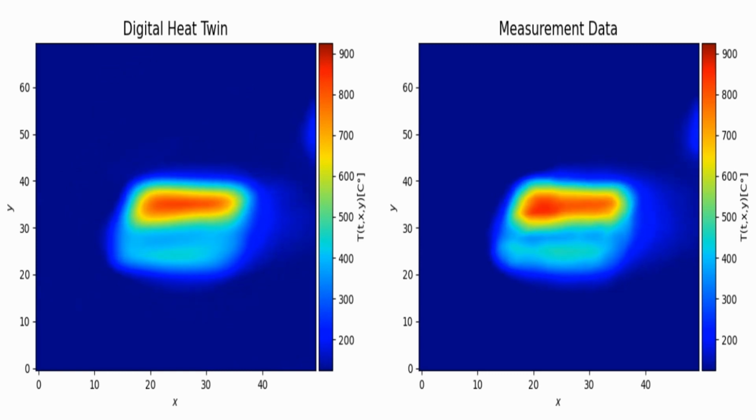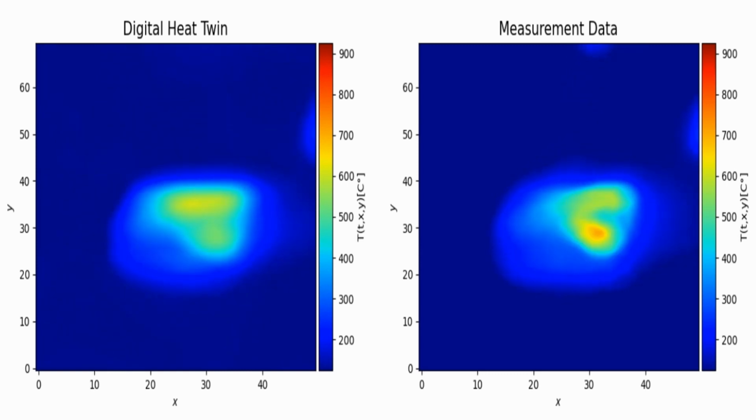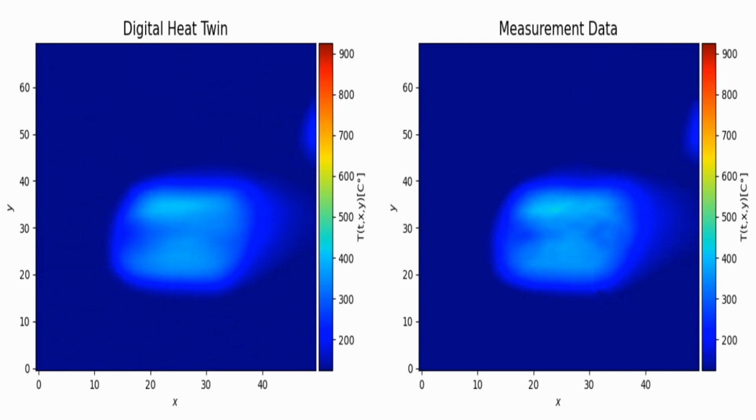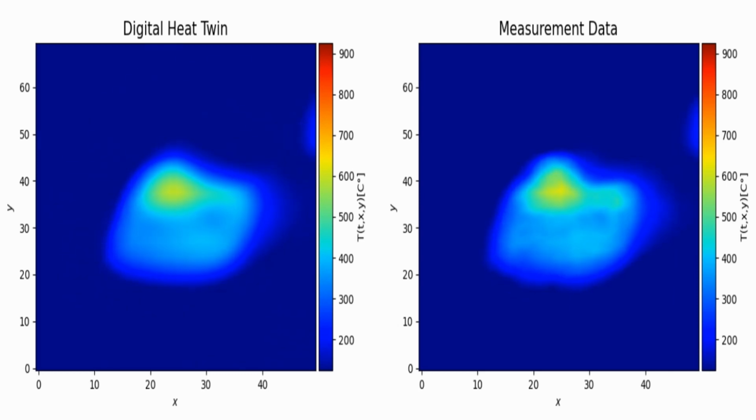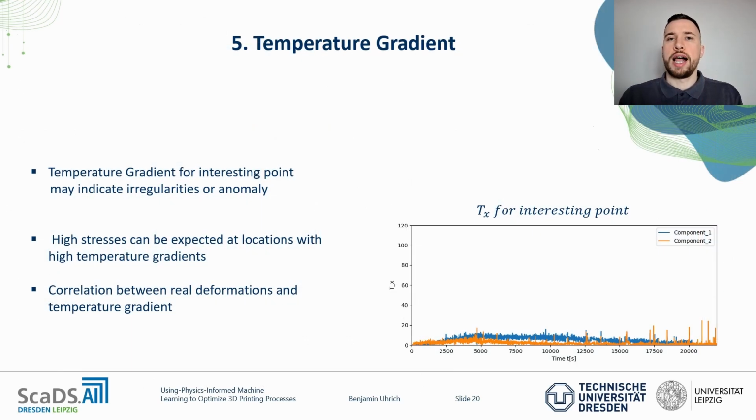On the left side, we see the digital heat twin, and on the right side, the temperature data from Siemens. As we can see, the digital heat twin is able to simulate the temperature data. With the help of the temperature gradient on the top surface, important conclusions about the component quality can be drawn. The temperature gradient at points of interest can be used as a parameter to reveal irregularities and anomalies that may lead to deformations in the component.